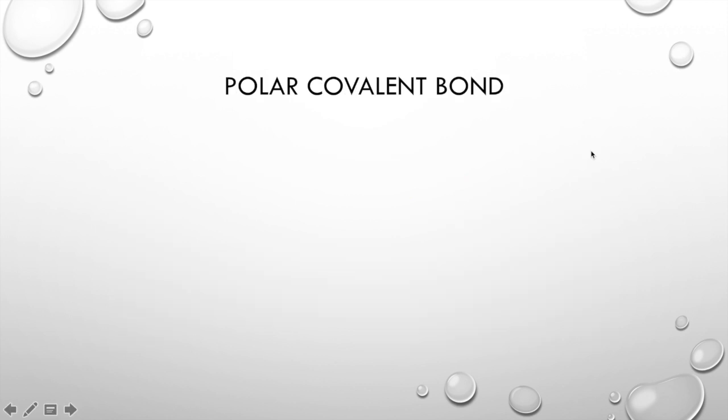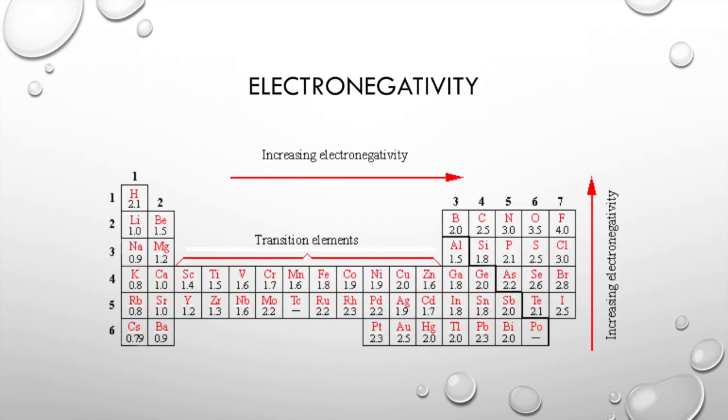Because of electronegativity, we get polar covalent bonds. Although all covalent bonds involve the sharing of valence electrons, they differ widely in the degree of sharing that takes place. The more electronegative an atom is, the more strongly it's going to attract electrons, right? The higher you are on the periodic table, the more electronegative you are, and that's how strongly you're going to attract electrons.